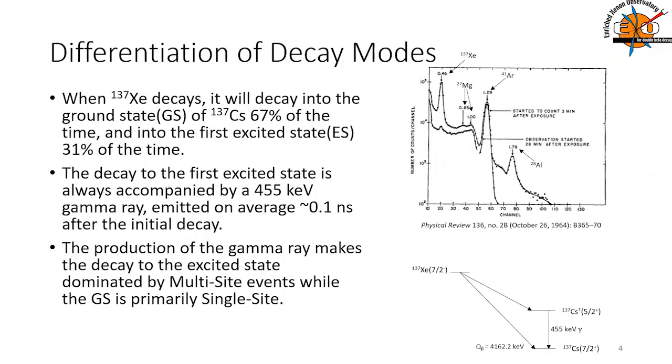So the xenon-137 decay has a high branching ratio of 67% into the ground state, but 31% of the time it will decay into the first excited state of cesium-137. Now, this decay is accompanied by a 455 keV gamma ray, which has a half-life so small that it is essentially simultaneous with the initial beta decay. Now, as Igor mentioned, gamma ray events are multi-scatter events inside of a detector, so decays to the first excited state of cesium will be predominantly multi-site events, while decays to the ground state will be primarily single-site events.